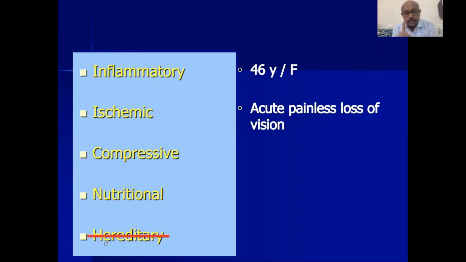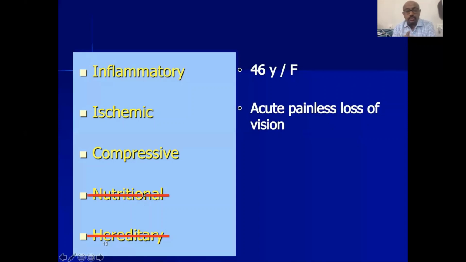The only hereditary optic neuropathy which can cause an acute or subacute loss of vision would be LHON, Leber's hereditary optic neuropathy, but that's generally seen in males. Presence of a full-blown clinical disease of LHON in a female is extremely rare, so for all practical purposes we will say that hereditary optic neuropathy is ruled out.